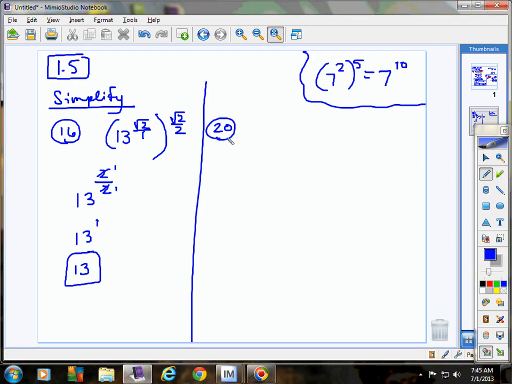Okay, you try this one. Last one on this lesson. Square root of 6 over 3 squared.